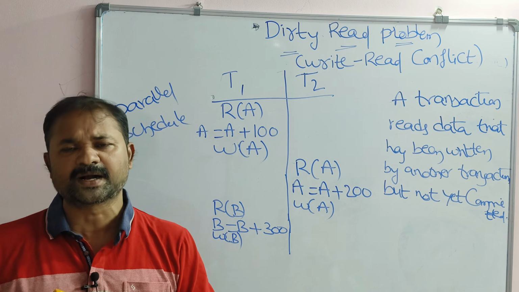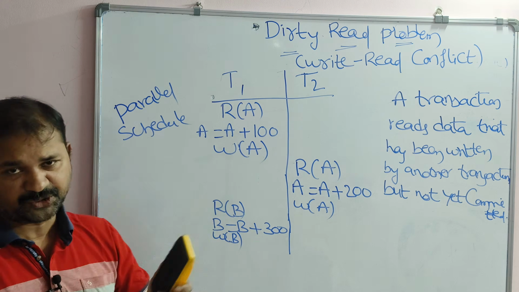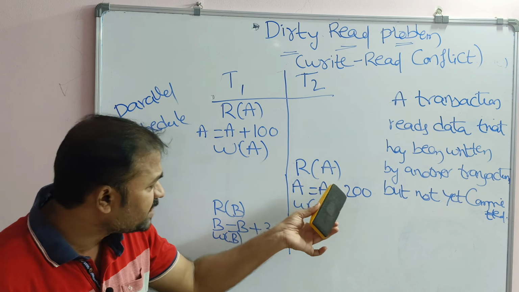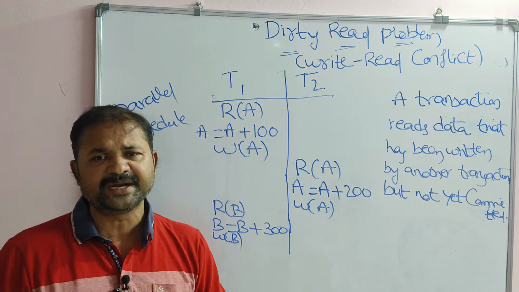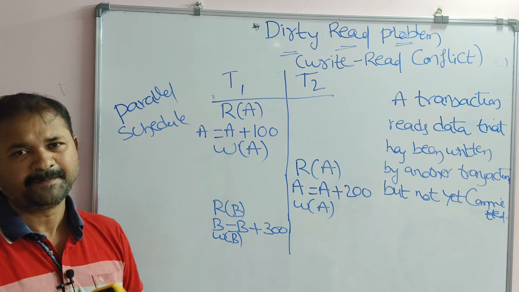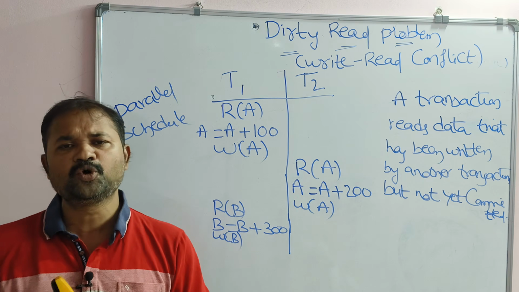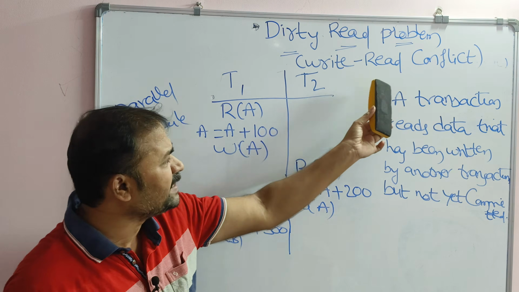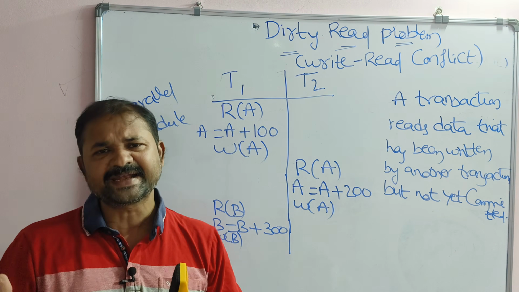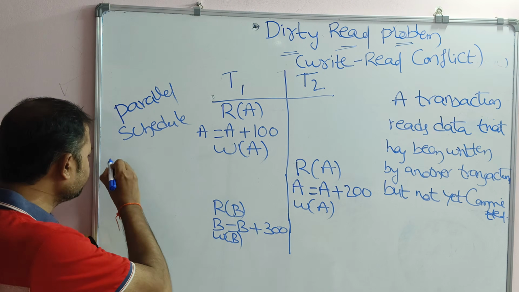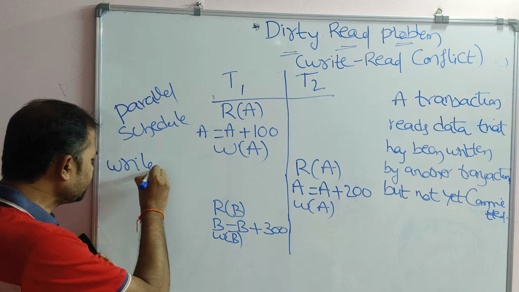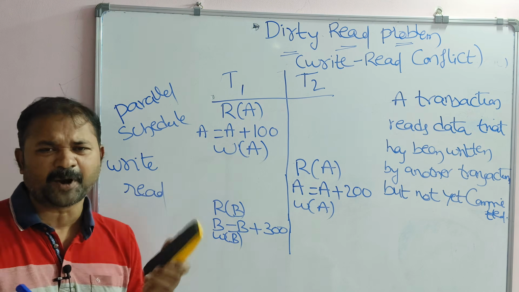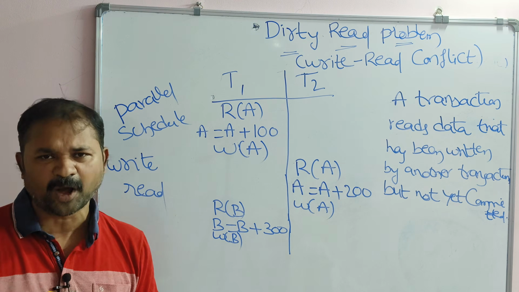The dirty read problem occurs in a parallel schedule. A parallel schedule means multiple transactions can be executed simultaneously. Parallelly we can execute both the transactions. This can also be called a write-read conflict. Write-read means first we perform a write operation and then a read operation. So is it a problem? No, it's not a problem.